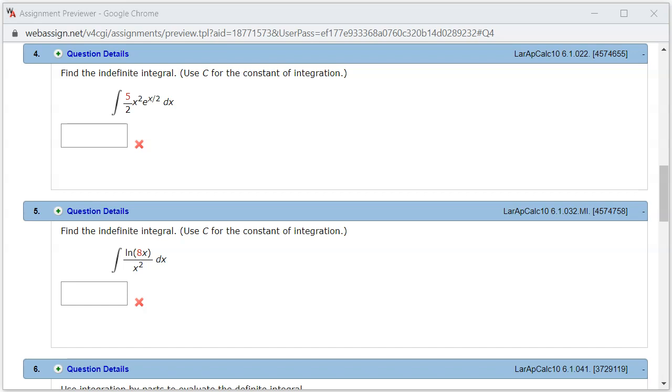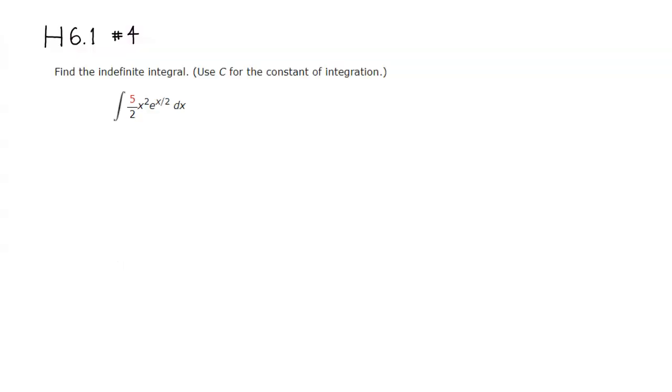All right, let's look at homework 6.1, problem number 4. We're going to use integration by parts twice to evaluate this integral. So let's do that.